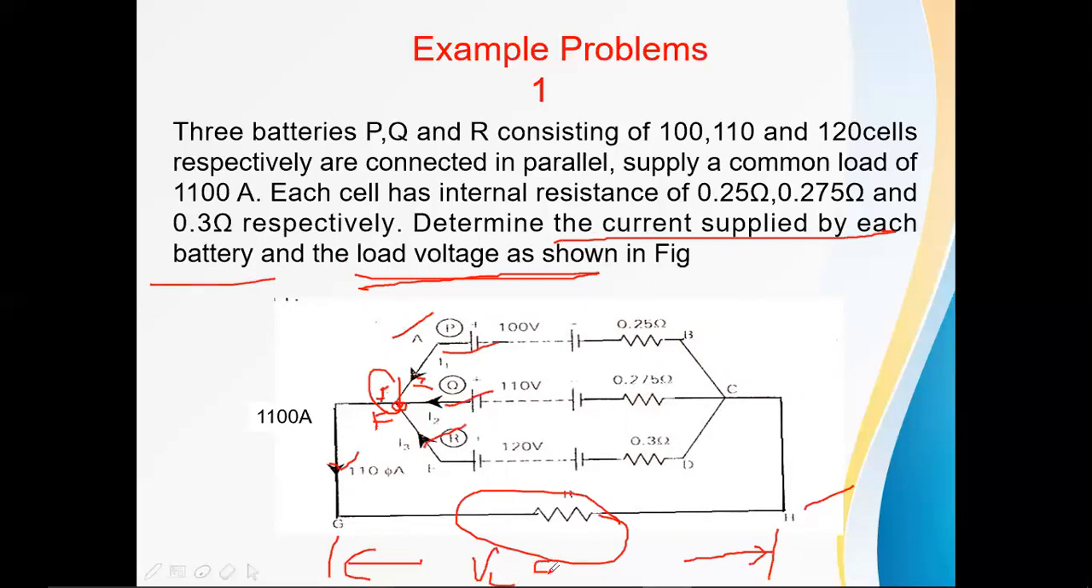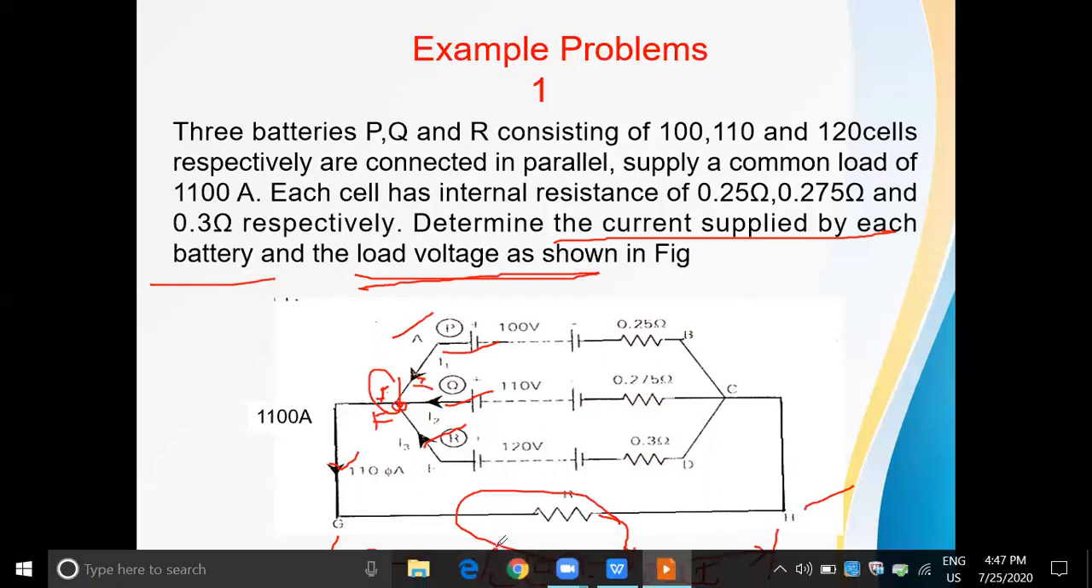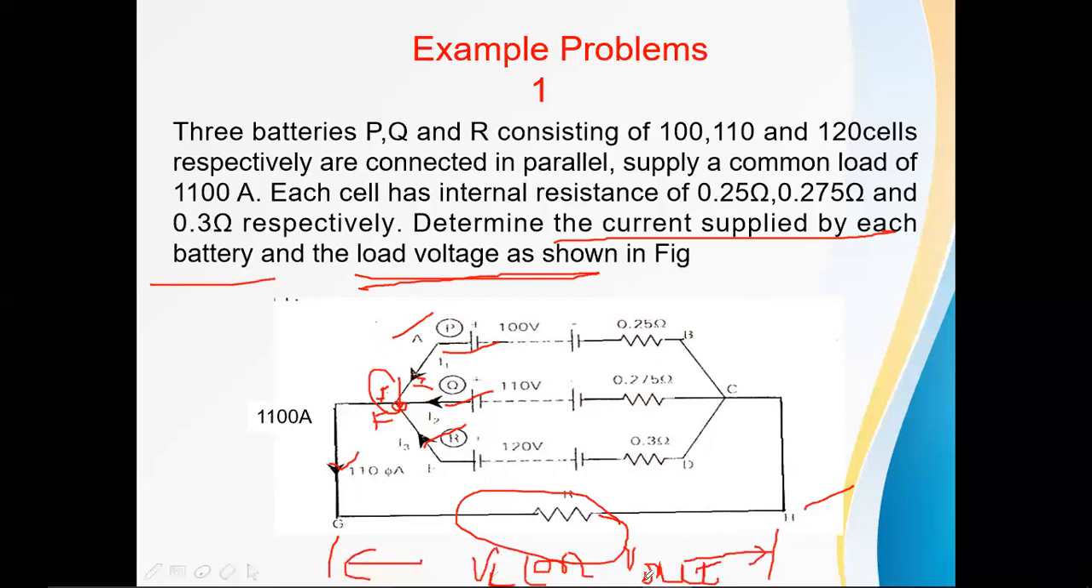The denotation of load voltage is VL. Some textbooks prefer to write V output. Some textbooks write VL, where L stands for load, and OUT stands for the output.